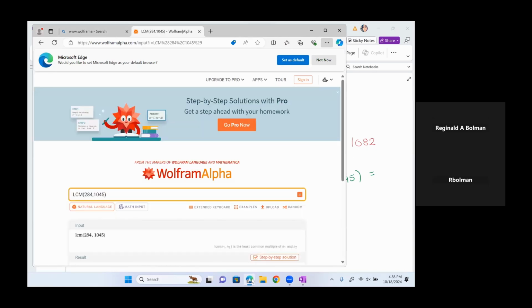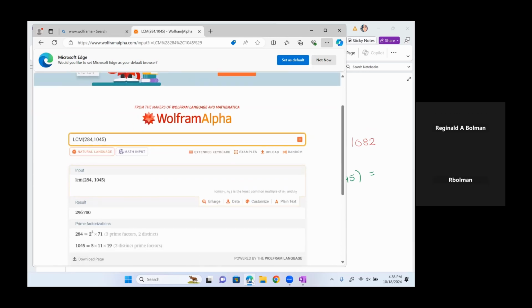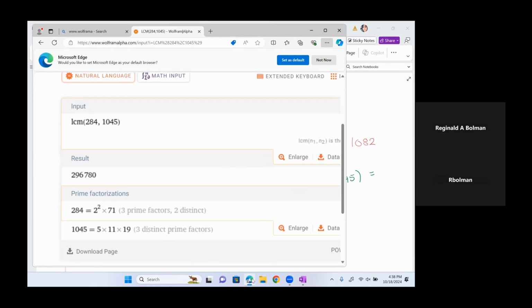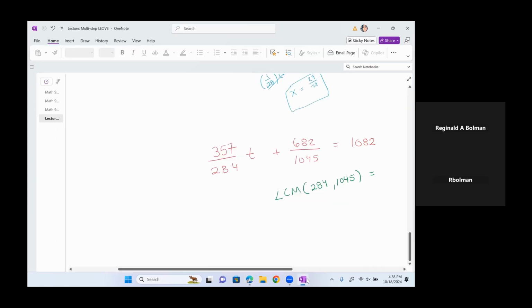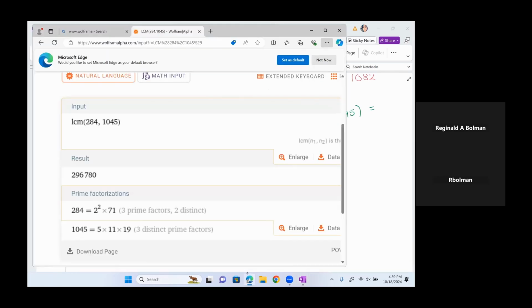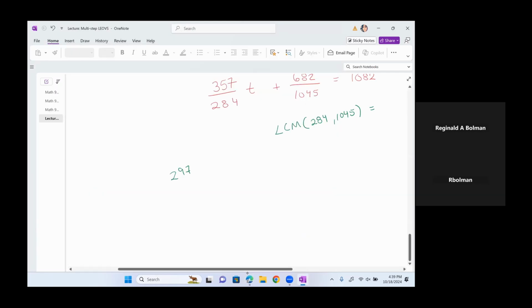And when we hit enter, the answer is that the LCM of 284 and 1045 is going to be 296,780. So you're going to take 296,780.